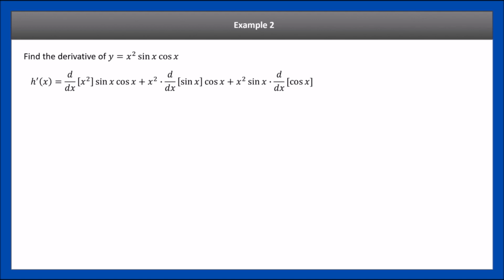And then take the product and then add them. So the derivative of x squared is 2x, and then just multiply by sine cosine, then alternate the derivatives. So the derivative of sine is, well, it's going to be cosine. And then the derivative of cosine is negative sine.